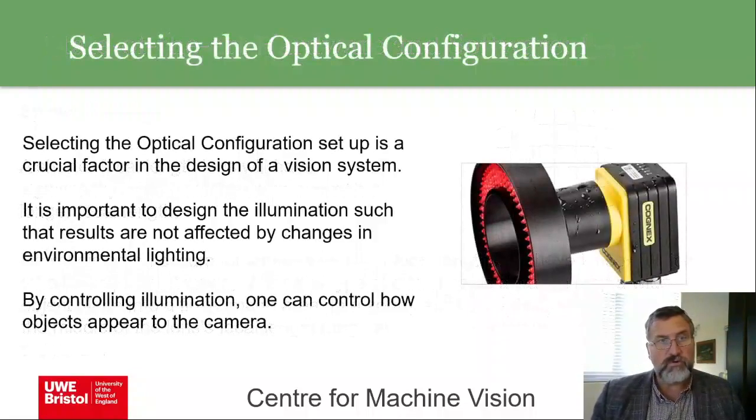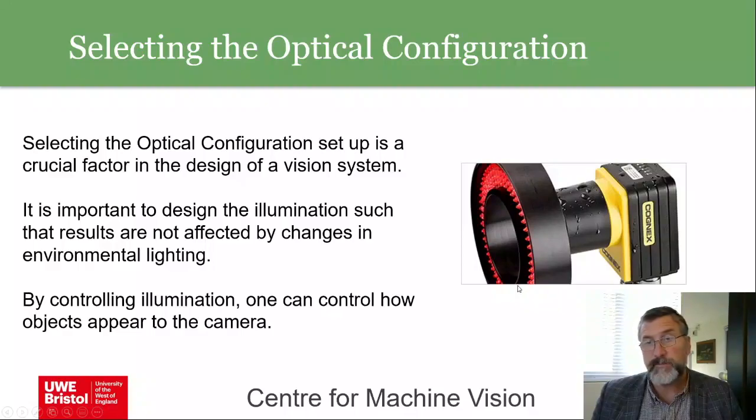So that's the distortion. Now, the optical configuration. The illumination, of course, is really, really important, and generally speaking, we're trying to avoid changes that occur in the image when the background lighting alters. By controlling the illumination, we can control how things appear to the camera. You can see this ring light. This is very commonly used in machine vision nowadays. You have a ring light, basically a ring of a lot of LEDs, and then the camera is looking through the middle of it.